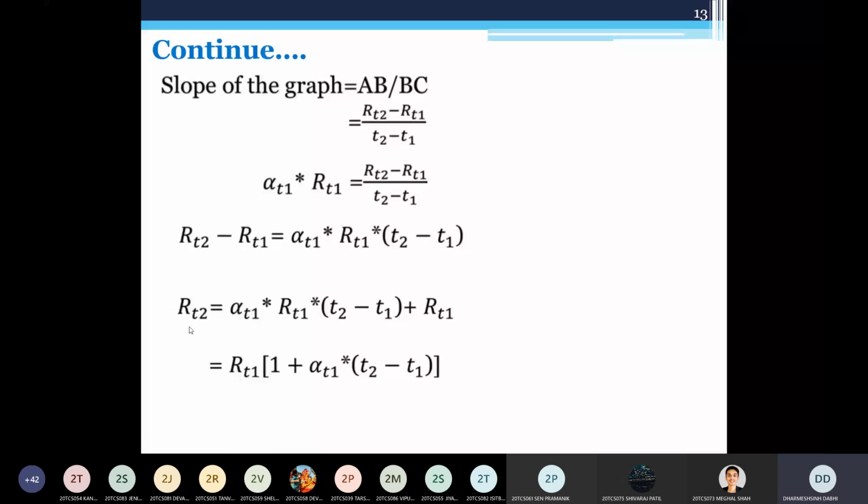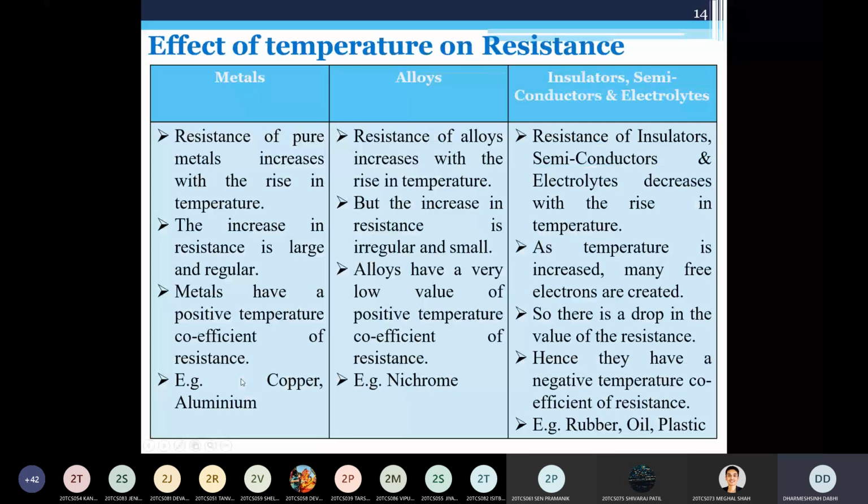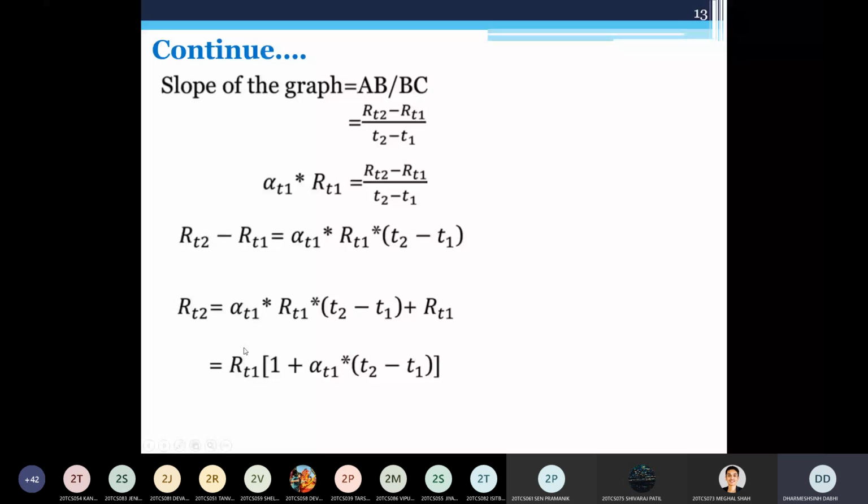In the same way, if you simplify this and take RT1 common, you can get this new equation of RT2. So this is the equation you have to write down, which will help you during the calculation of the examples related to this. So I hope you understand how to get these equations.